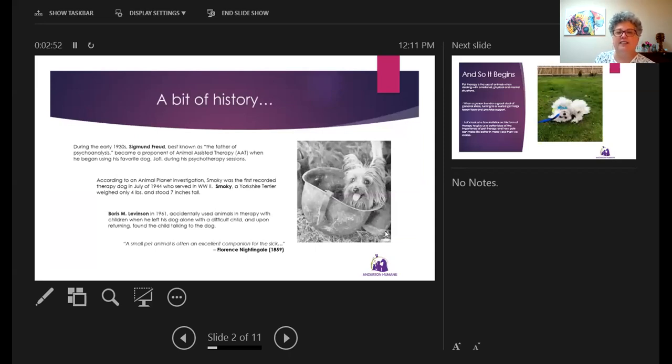I thought we'd do a little bit of history. This was fun for me to look at. This little doggy here, this is Smokey. According to Animal Planet anyway, Smokey was the first recorded therapy dog in 1944. Smokey served in World War II, a Yorkshire Terrier, only weighed about 4 pounds and 7 inches tall. Can you imagine this as a therapy animal? As I read more about Smokey, he was small and compact. He was courageous, and he would accompany the men in the foxholes. He was very helpful at digging. His nose helped them also in their endeavors.